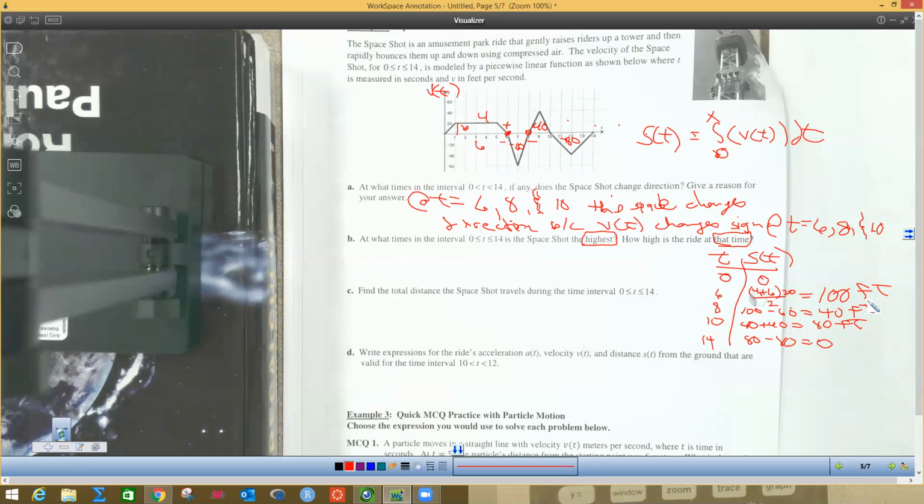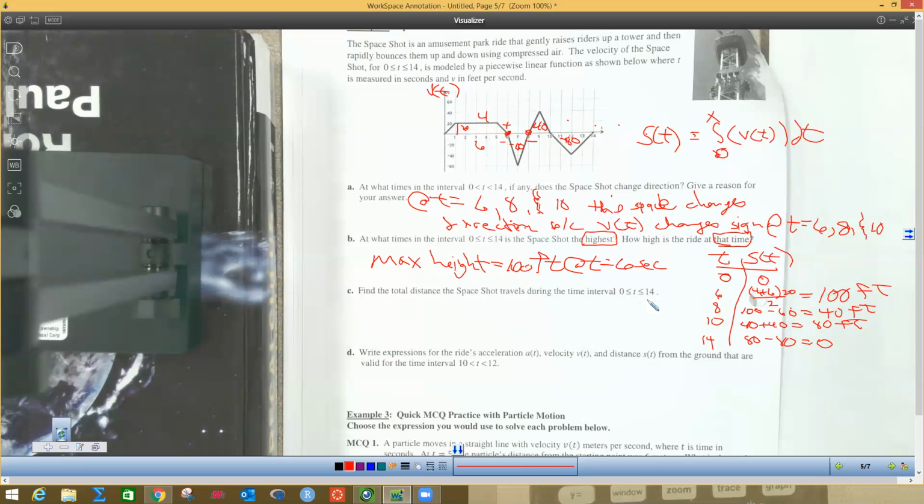So the maximum height equals 100 feet, because that's the biggest out of all of them, at t equals 6, and I did not remember if it said the time, seconds. And this is the justification if you need it.